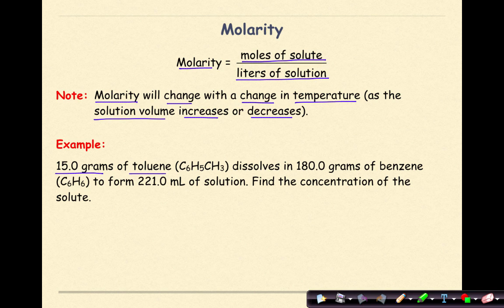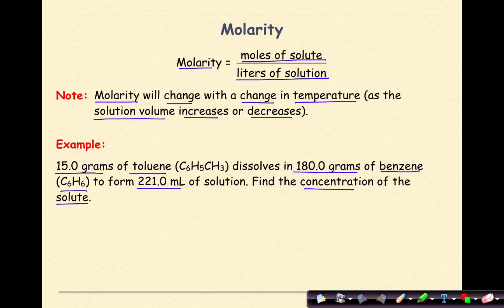15 grams of toluene, C6H5CH3, dissolves in 180 grams of benzene, C6H6, to form 221 milliliters of solution. Find the concentration of the solute. Now, I know some of you might be saying, wait a second, that doesn't work out. How did you get 15 plus 180 and get 221 milliliters of solution? Let's just put it out there that maybe there was a density issue going on here that's not really related in the problem. But you know what? Let's just roll with it.